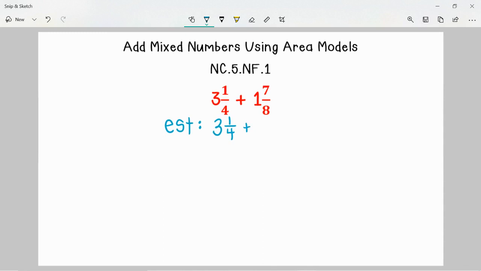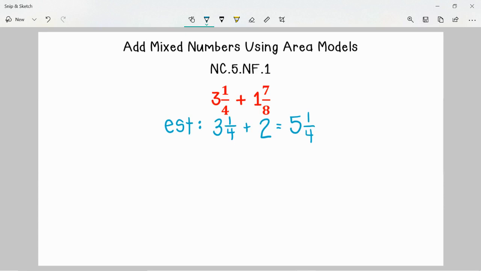And then I'm going to look at 1 and 7/8. I know that 7/8 is just 1/8 away from a new whole. So that would let me know that 1 and 7/8 is close to 2 wholes. And so that lets me know that our estimated answer will be 5 and 1/4. So I would expect that when I add these two fractions, our answer will be somewhere around 5 and 1/4. I know it will be less than that though, since I'm not really adding 2 wholes to 3 and 1/4. I'm just adding 1 and 7/8 to it.